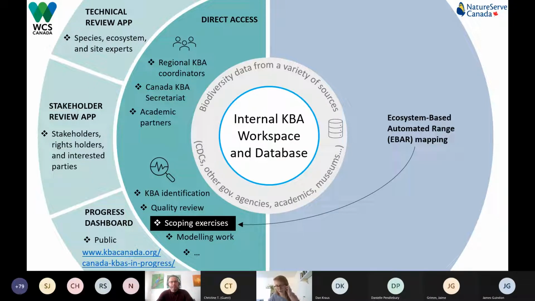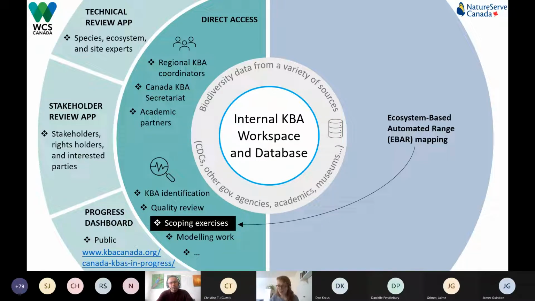What I'll call our internal ring of users have direct access to this data. These are the regional KBA coordinators. As I mentioned earlier, they shepherd the work of KBA identification in different regions. The Canada KBA Secretariat here at WCS Canada, as well as various academic partners. These different users produce various data products, including the identification of KBAs themselves. At the Secretariat, there's also a process to review the quality of the proposals being made. We conduct scoping exercises, and I'll present an example of that in a bit. And of course, you'll hear from Juan later about some modeling work that we also do with this data.